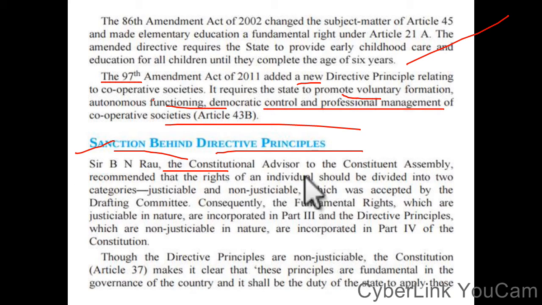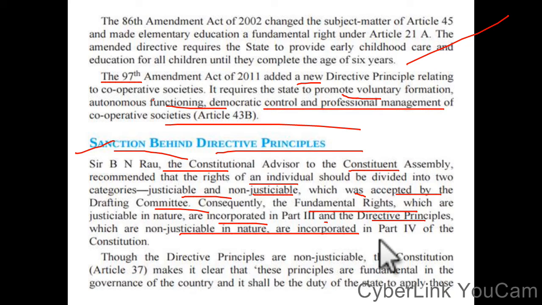Sanction behind the directive principles: the constitutional advisor to the Constituent Assembly recommended that the rights of an individual should be divided into two categories, justiciable and non-justiciable, which was accepted by the drafting committee. Consequently, the fundamental rights, which are justiciable in nature, are incorporated in Part 3, and the directive principles, which are non-justiciable in nature, are incorporated in Part 4 of the Constitution.